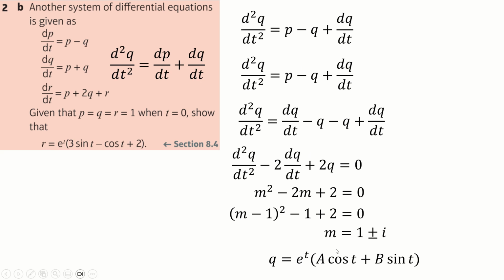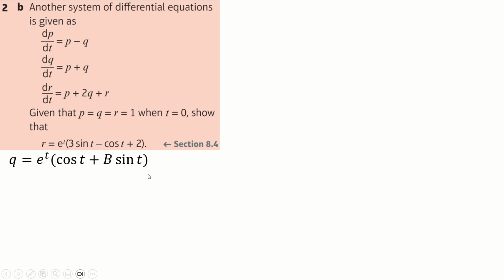I can also say at this point that because q is 1 when t is 0, this goes away when t is 0. This turns into a 1, this turns into a 1, so you get a as 1. So you can write this here. So, okay, how do we make actual progress here?